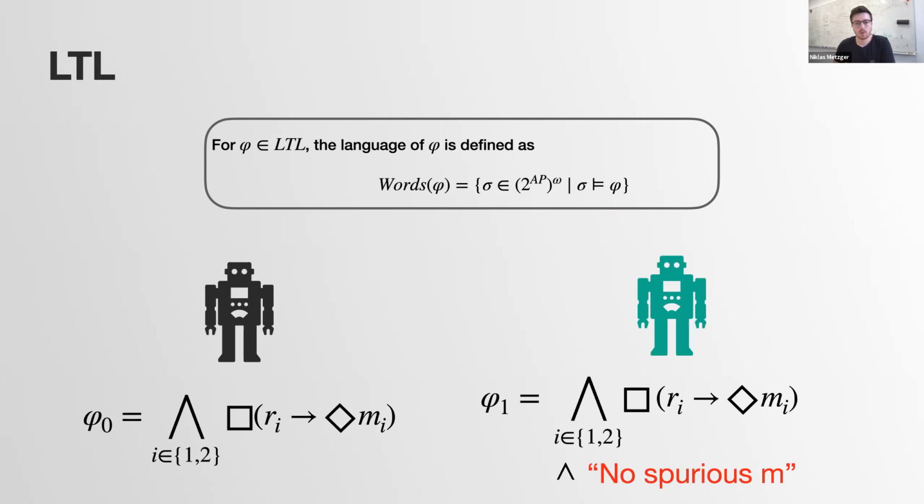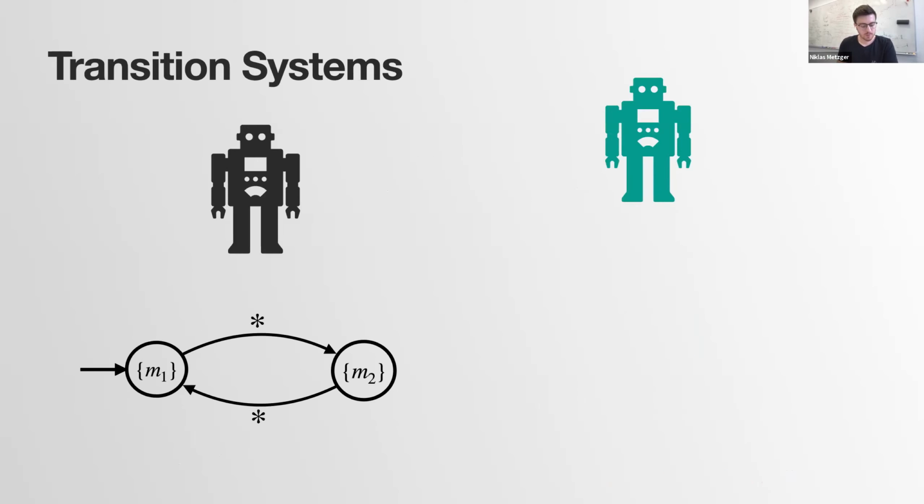And for the blue robot, nothing much changes. He still has to reply with measurements, but for simplicity, I just wrote it down here. You also have to guarantee that there are no spurious measurements. You do not waste your energy, so to say. If we look at our implementations for these systems, then we consider transition systems. So we have states labeled with the output from the robot, and edges labeled with the inputs of the environment.